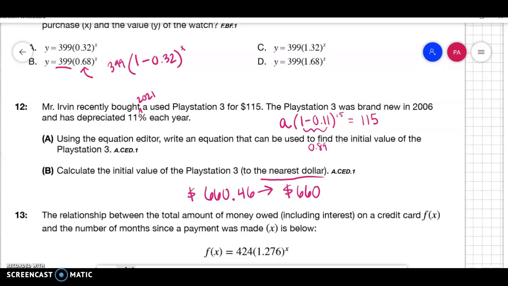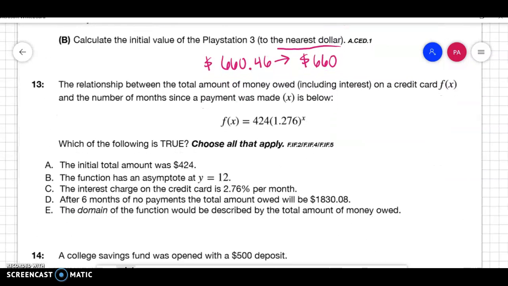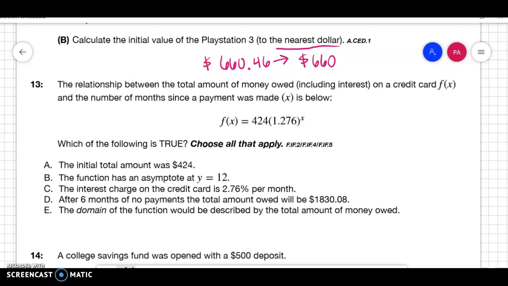Okay. All right. We did struggle some here. So we're taking a look at a relationship about interest being owed on the credit card. Remember you had the formula there, if you go back to the main page, the growth formula is this. It's 1 plus whatever the rate is. So it's 1 plus 0.276 to the x, and our 424 is our starting value.